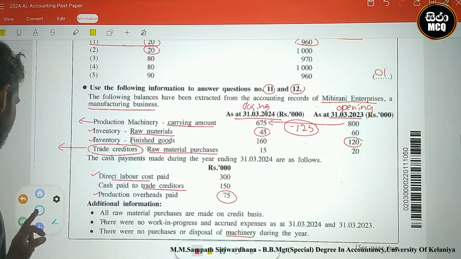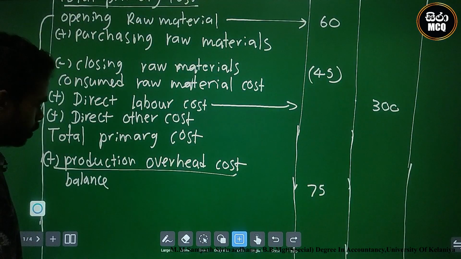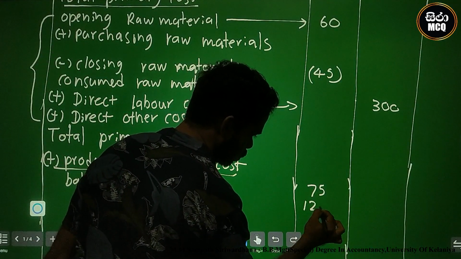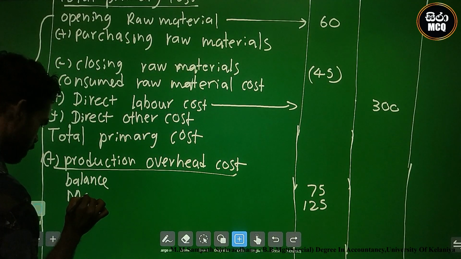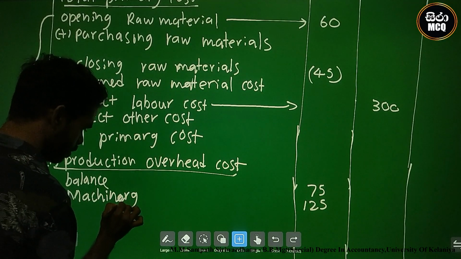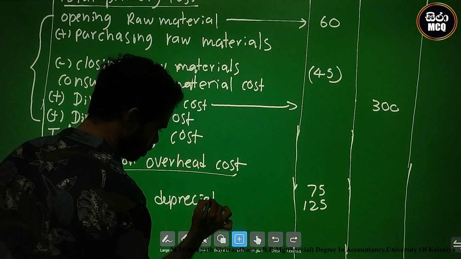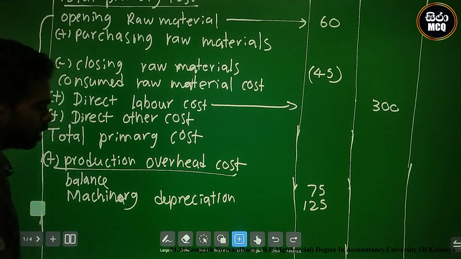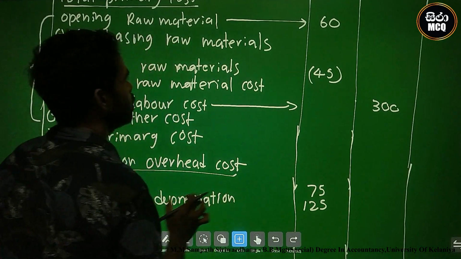Machinery depreciation is related to production overhead cost. 125. Machinery depreciation. The next one is, the key point is not there.